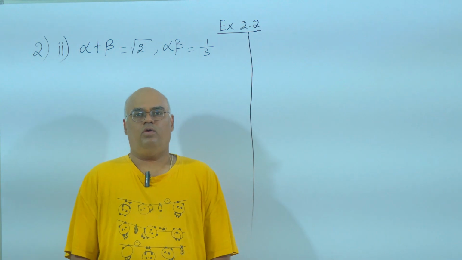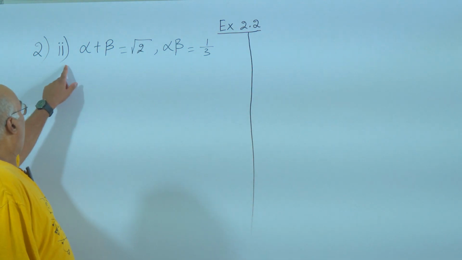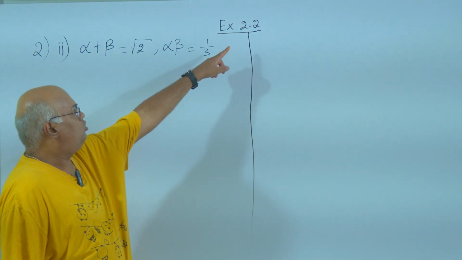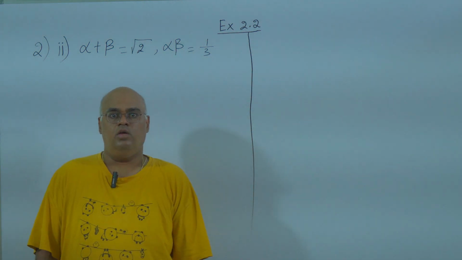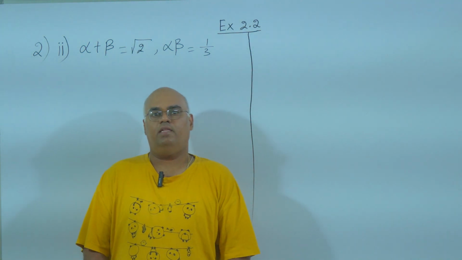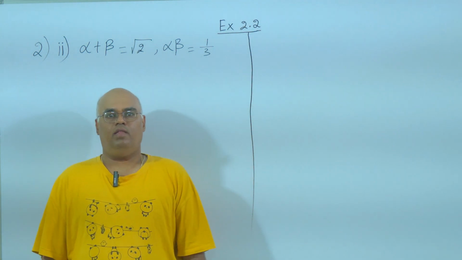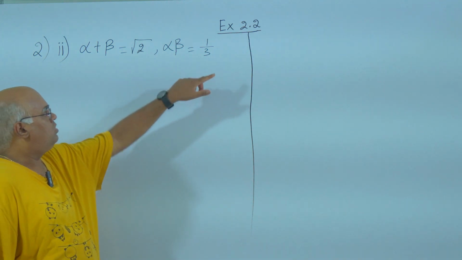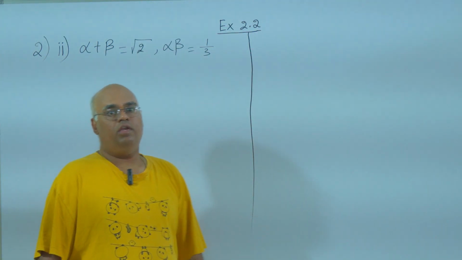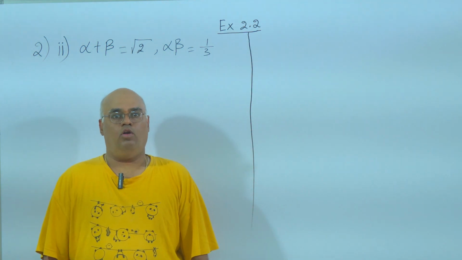In this video, I am going to solve the second bit of the second problem of exercise 2.2 from the NCERT textbook. So let us see the problem. In the second bit of the second problem, like in the earlier problem, we have been given the value of the sum of zeros and product of zeros. From this information, we need to frame the quadratic polynomial.